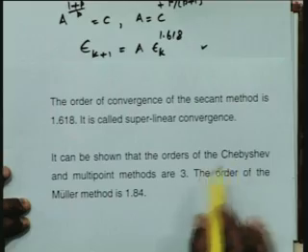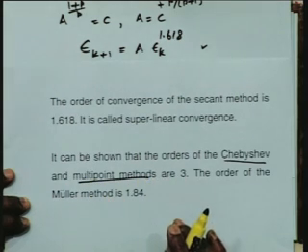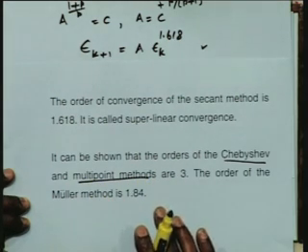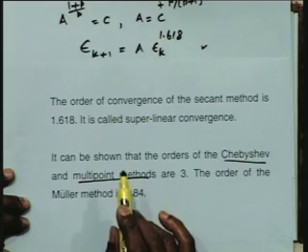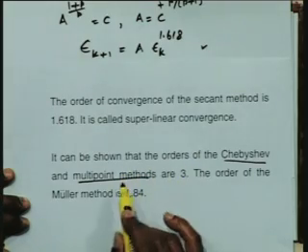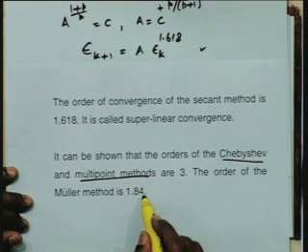Now, the order of the Chebyshev method and the multi-point methods is 3. Whichever multi-point method we use, if you remember, we have derived 2 multi-point methods. One multi-point method was using one function evaluation and 2 derivative evaluations. The other multi-point method was using 2 function evaluations and 1 derivative evaluation. Depending on the cost of evaluating the function or the derivative, we can choose the proper multi-point method to find the solution in the problem. Now, the order of the Muller method is 1.84.